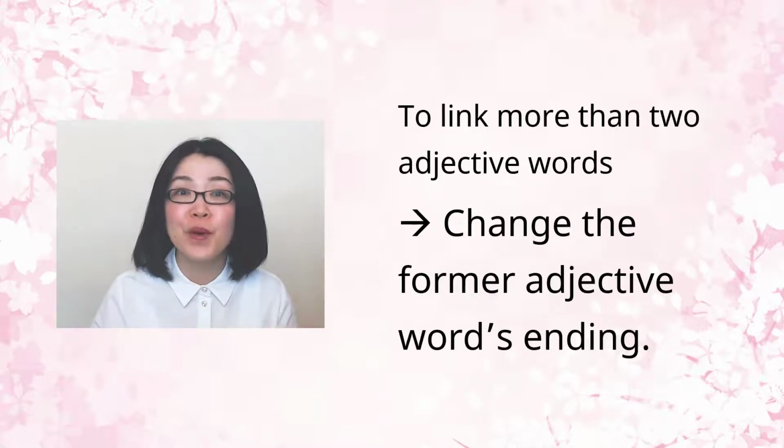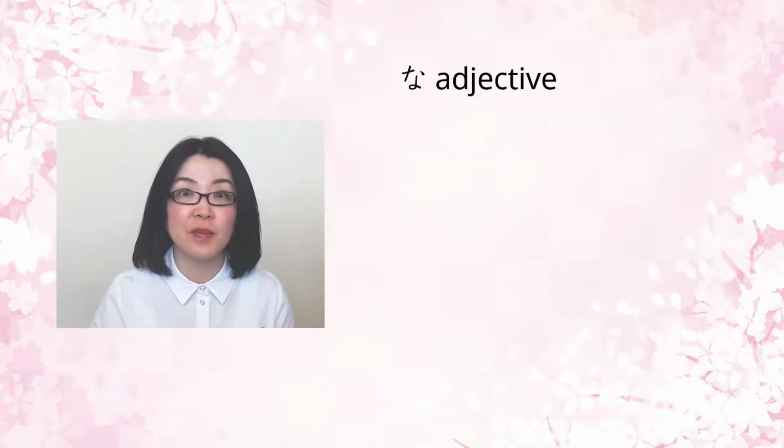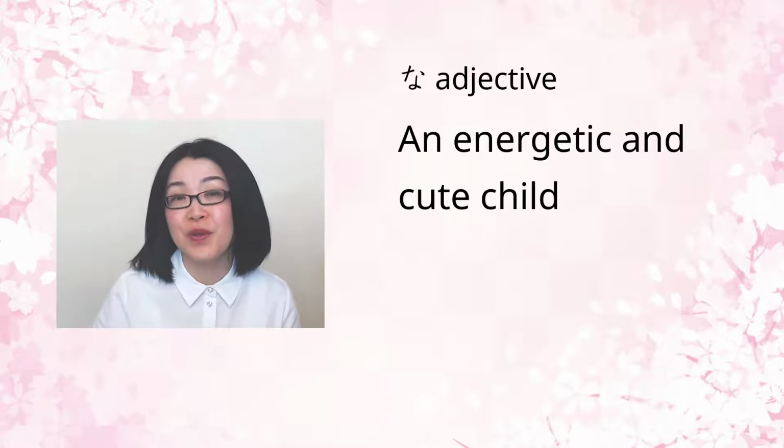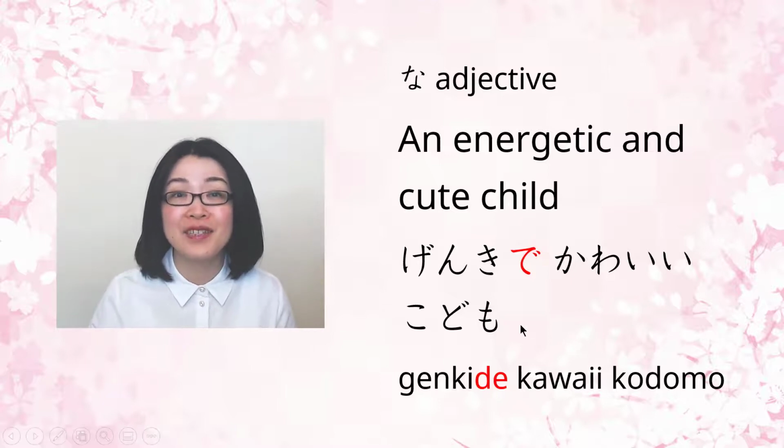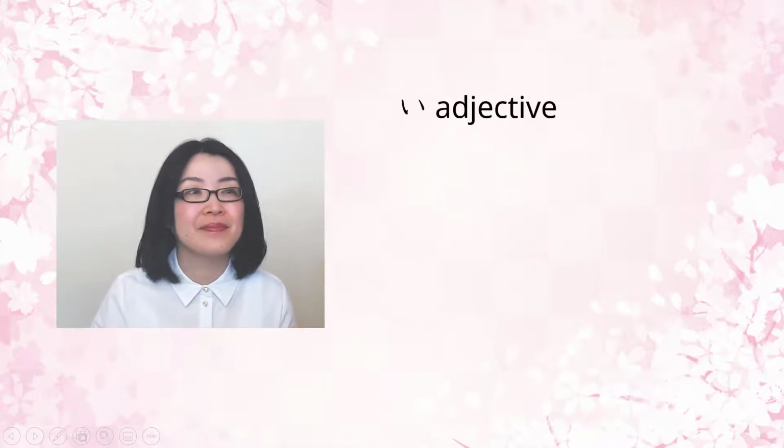Okay? When you link more than two adjective words, you need to change the former adjective word's ending. For example, an energetic and cute child. 元気でかわいい子供. For na-adjective words, omit na and add de to link to the next adjective word.